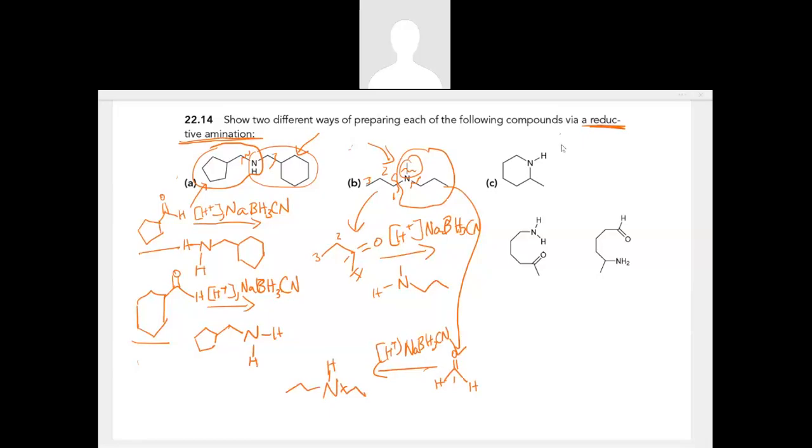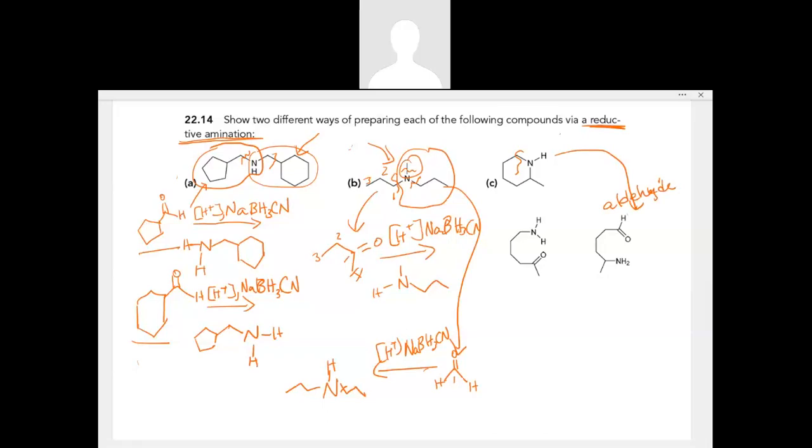In this last example that we'll do together, part C, now we're going to have to start with either an aldehyde or a ketone, depending on where we break the bond here or the bond here. So in our first route, say we break our bond above the nitrogen, we would take this path over here, where notice we have another aldehyde as our starting material.